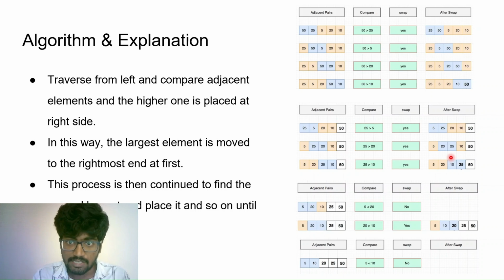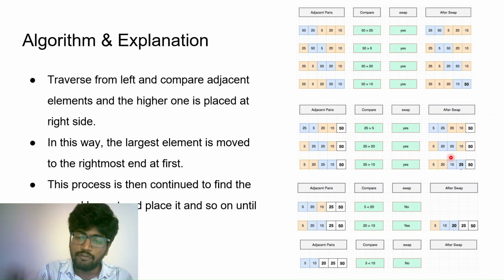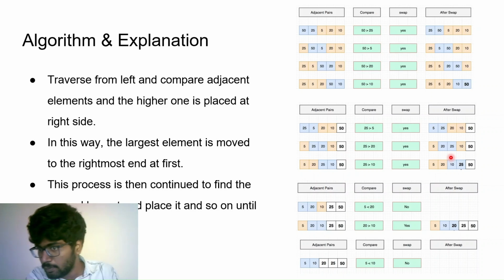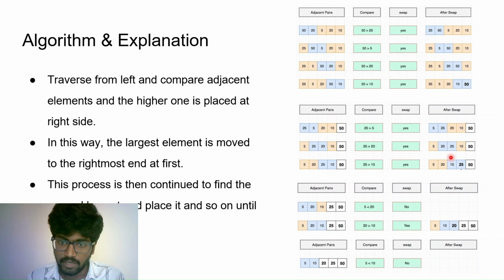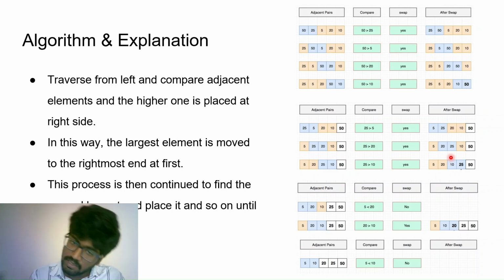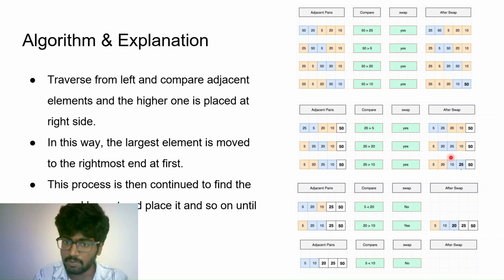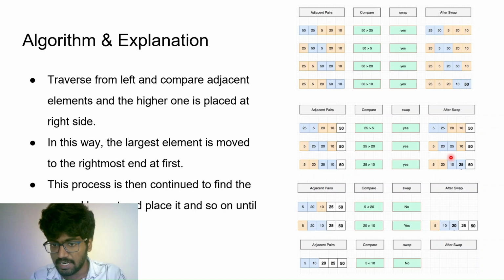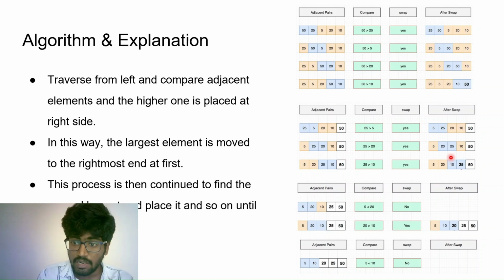You don't know which is your largest, but at the end of the second pass, for sure your second largest element will be moved towards the right, all the way to the right. The same thing happens in the third pass, where you start with 5 and 20. No need to change because 5 is less than 20. Then you come at 20 and 10. You need to swap it around. Now you can see that 20 has moved all the way to the right.